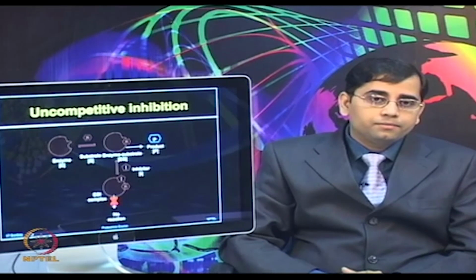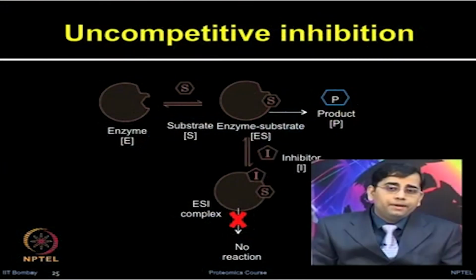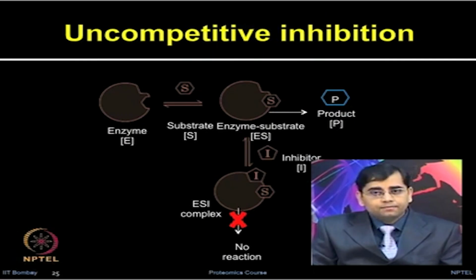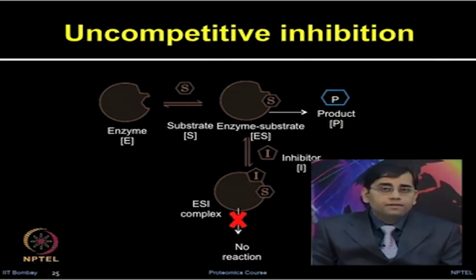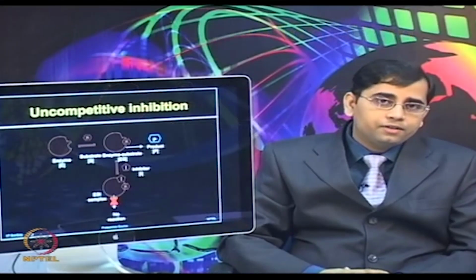Uncompetitive inhibition. Inhibitor and substrate bind at different sites. Enzyme substrate inhibitor complex is formed. So, by increasing the substrate concentration, inhibition cannot be overcome, which was the case in the previous one of competitive inhibition. The reaction rate increases more slowly at lower substrate concentration as compared to the uncompetitive.